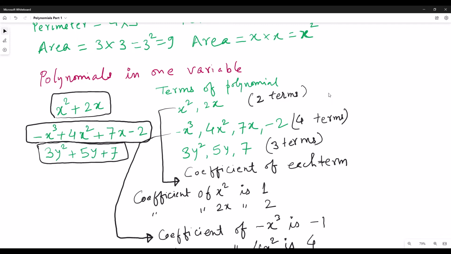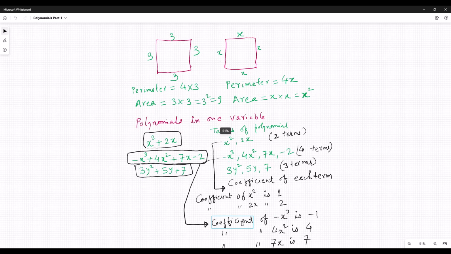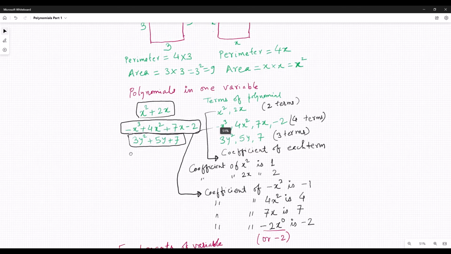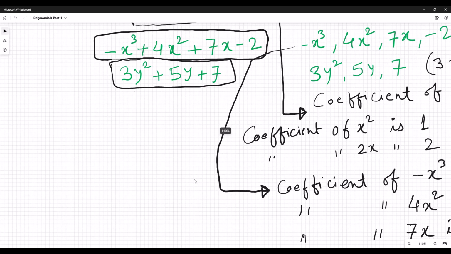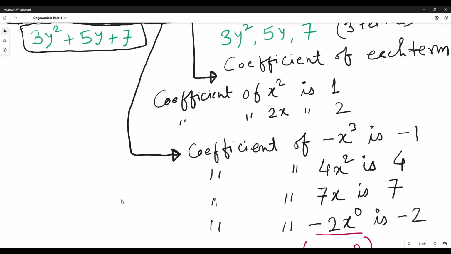And the coefficient of each term. So there are two terms in x square plus 2x. And the first term is x square. Okay. And the coefficient of x square is 1. So it is 1 multiplied by x square. So the unknown is x square and any constant multiplied to that is the coefficient. Like 2x, the coefficient is 2. The coefficient of minus x cube is minus 1. Coefficient of 4x square is 4. Coefficient of 7x is 7. Likewise. So these are called the coefficients of the terms.